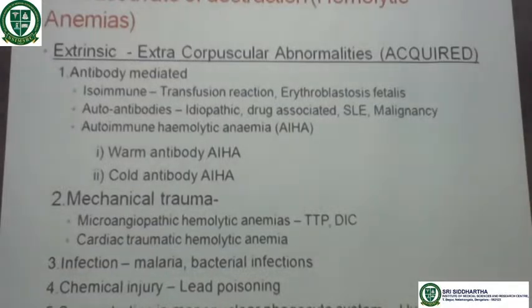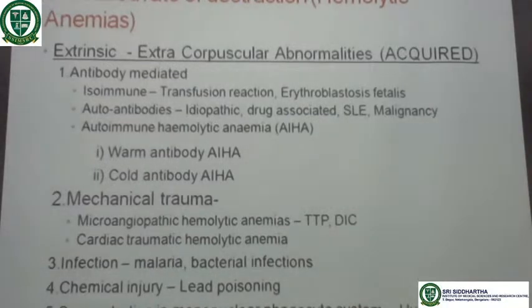You have conditions like TTP, thrombotic thrombocytopenic purpura, and DIC, disseminated intravascular coagulation. Cardiac traumatic hemolytic anemia can be seen because of abnormal cardiac walls. Many infections, like malaria and bacterial infections, and chemical injury can cause it. One common cause is lead poisoning.